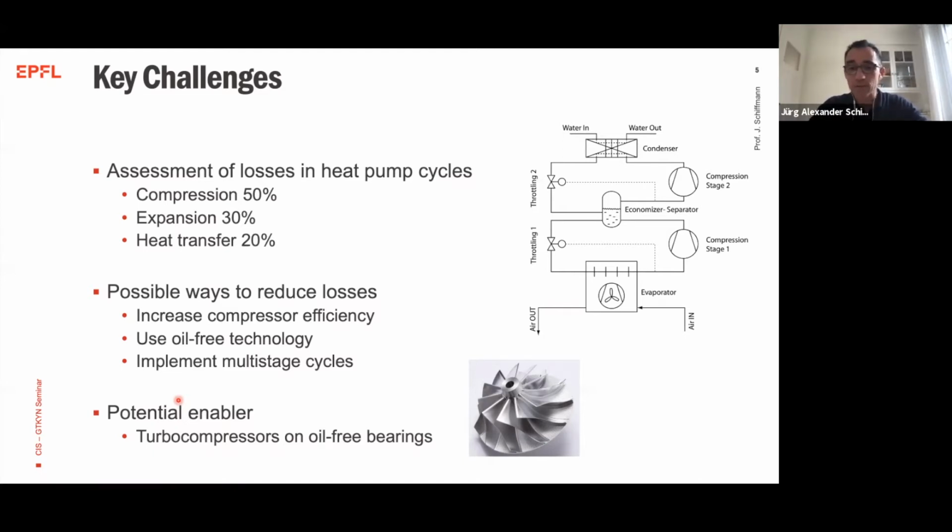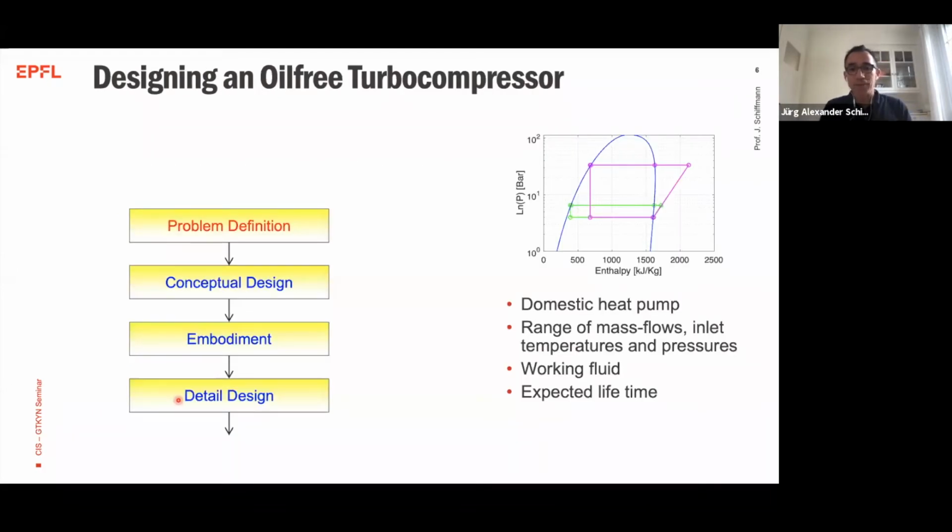So the design task was to design a turbocompressor on oil-free bearings. Now, the typical design process that we go through when we have some specifications or some customer wishes is divided into 4 phases. And the design process starts with a problem definition, where we basically nail down the specifications of what the customer really wants. So it's basically making sure that we write down on paper all the numbers related to the customer wishes. Then we go into what is called the conceptual design.